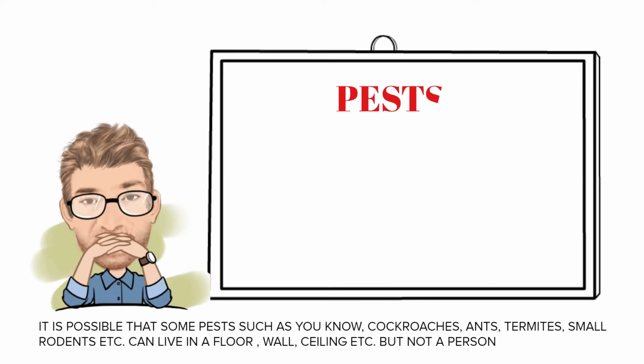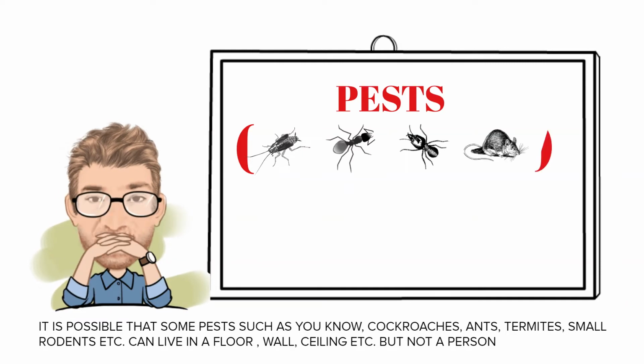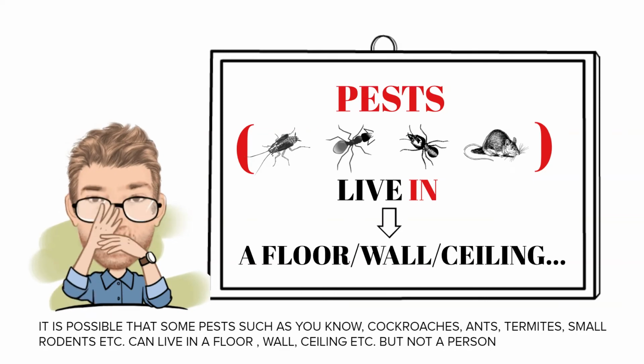It is possible that some pests, such as cockroaches, ants, termites, small rodents, etc., can live in a floor, wall, ceiling, etc., but not a person.